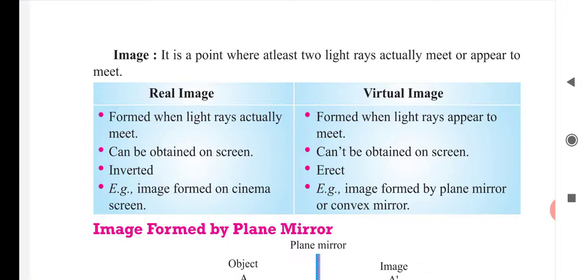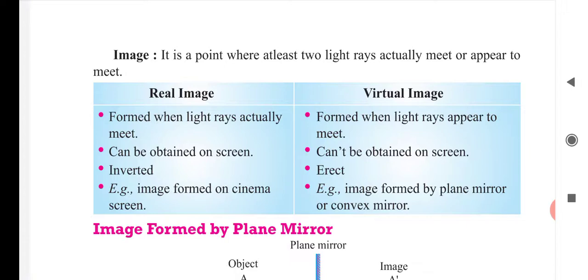So let us see the differences between a real image and a virtual image. A real image is formed when light rays actually meet. When they actually meet after reflection, we call it a real image. You will know what kind of images are called real images and what kind are called virtual images when I start image formation in the case of spherical mirrors. For now, just know what a real image and a virtual image are. A virtual image is formed when light rays appear to meet.